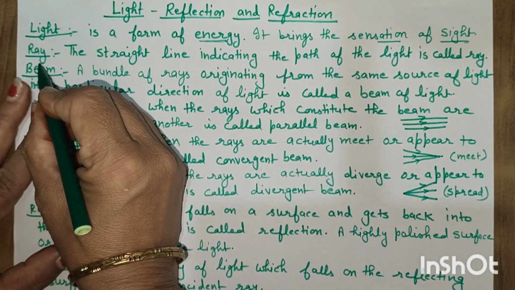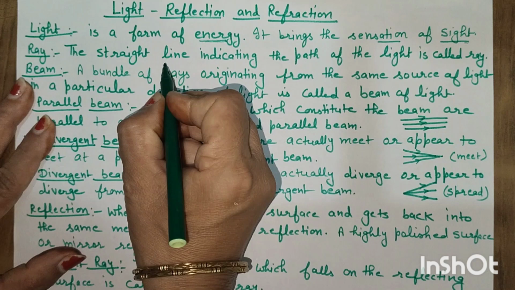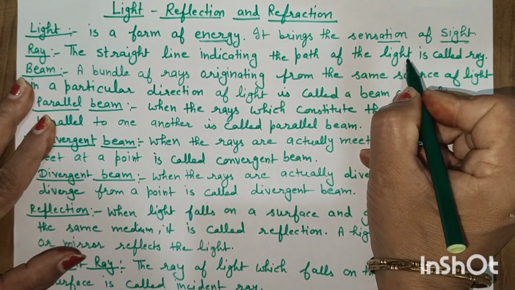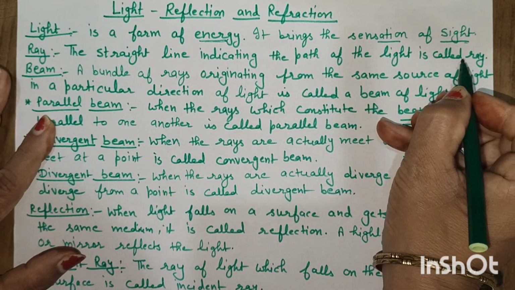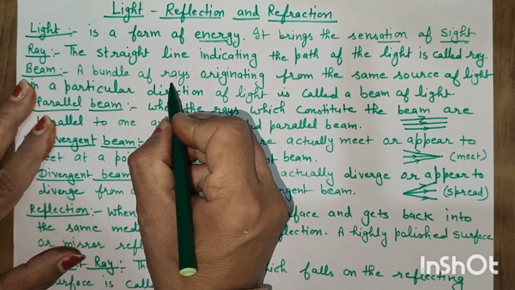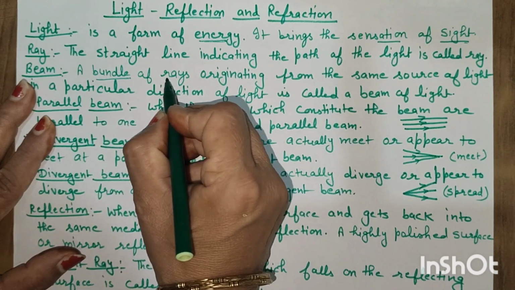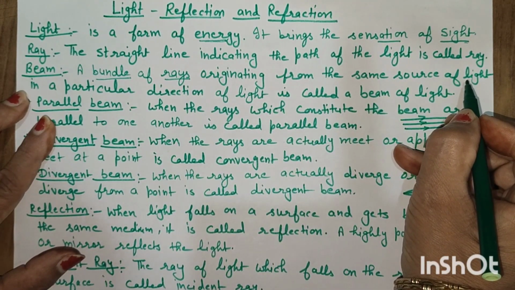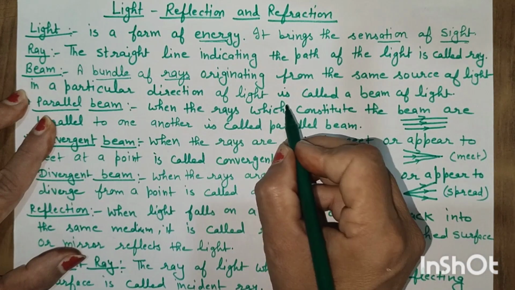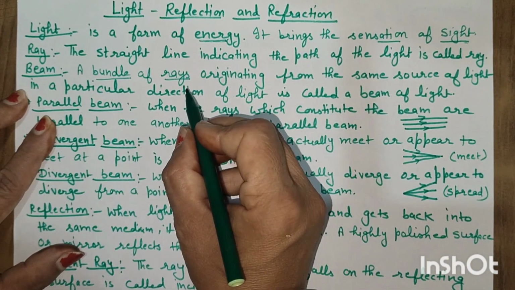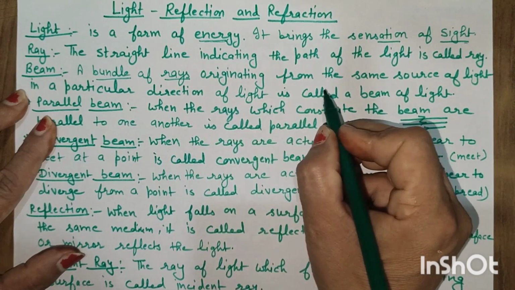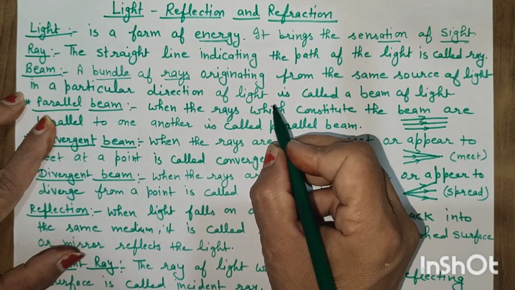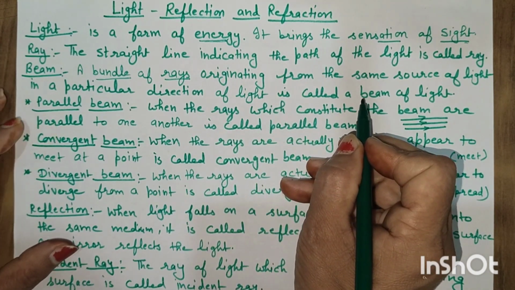Ray. What is a ray? A ray is a straight line indicating the path of light. What is a beam? A bundle of rays. The bundle of rays originating from the same source of light in a particular direction is called a beam of light.